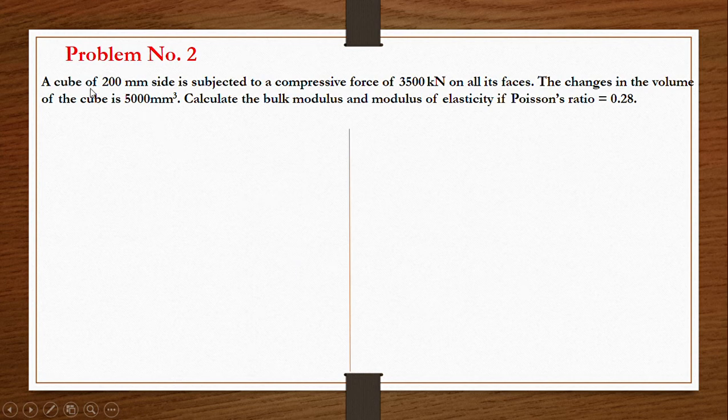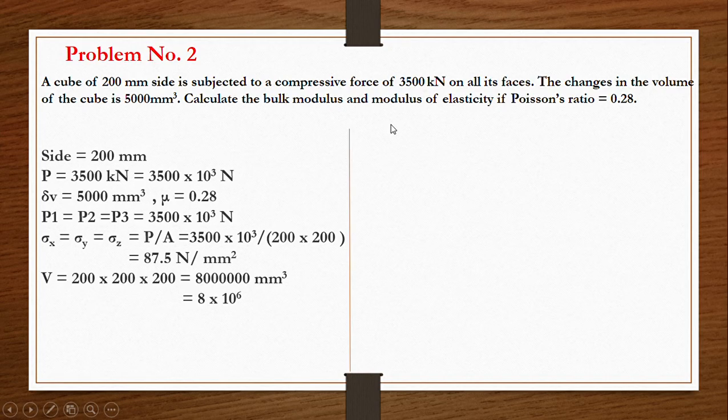In the second problem, we have to calculate again the bulk modulus, which means we have to find the value of K, and the modulus of elasticity, that is E. A cube of 200 mm side is subjected to a compressive force of 3500 kilonewton on all sides, and the change in volume of the cube is 5000 mm cube. Calculate K and calculate E, that is modulus of elasticity. We have Poisson's ratio as 0.28.